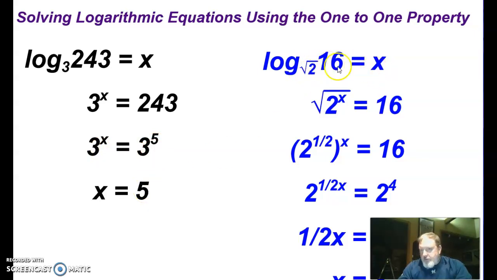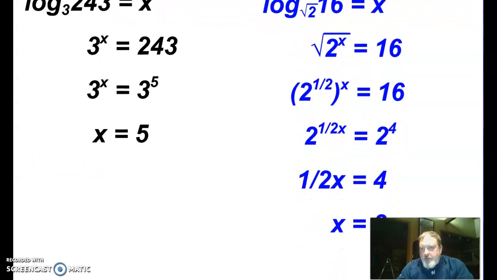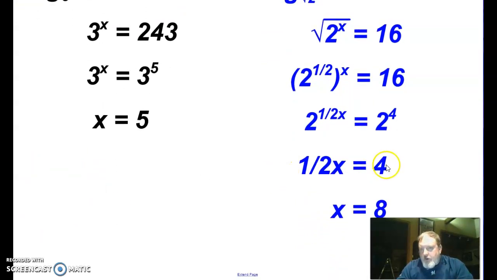This one here is a little more in depth. So we have the square root of 2 to the x power, and that's going to equal 16. And this is really, the square root of 2 is 2 to the 1/2. So I really have 2 to the 1/2 x if I change that to a rational exponent. And 16 is 2 to the 4th. And so with that being said, 1/2 x is 4, and therefore x has to be 8.